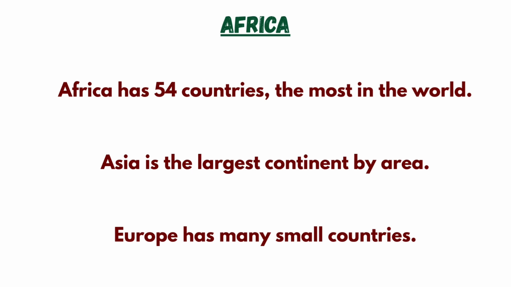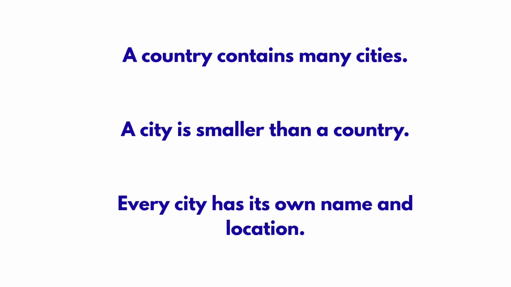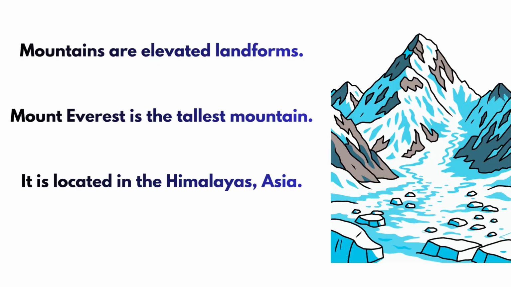So a country contains many cities. A city is smaller than a country. So every city has its own name and a location. What are mountains? Mountains are the elevated landforms. Mount Everest is the tallest mountain. It is located in the Himalayas, Asia.